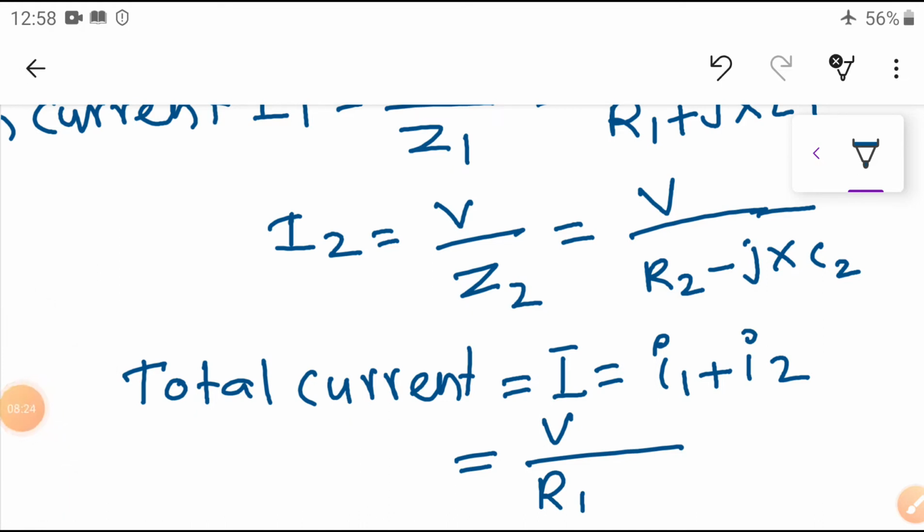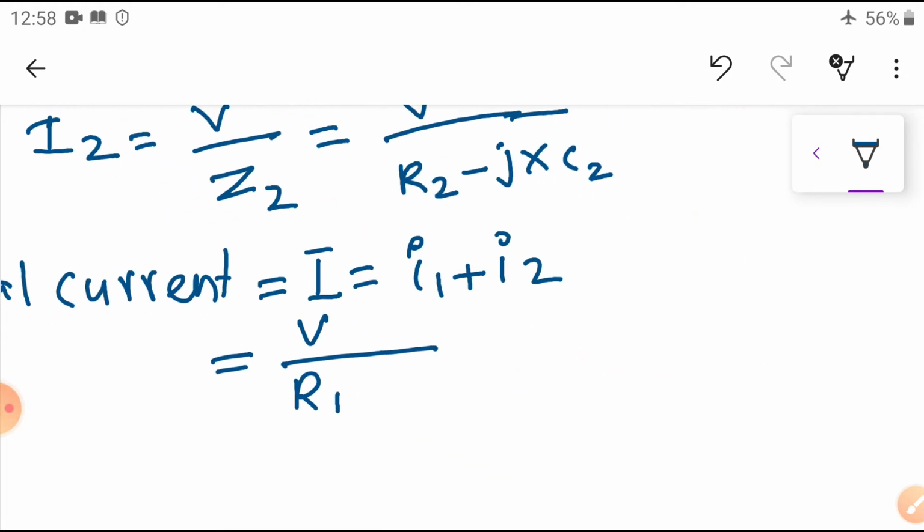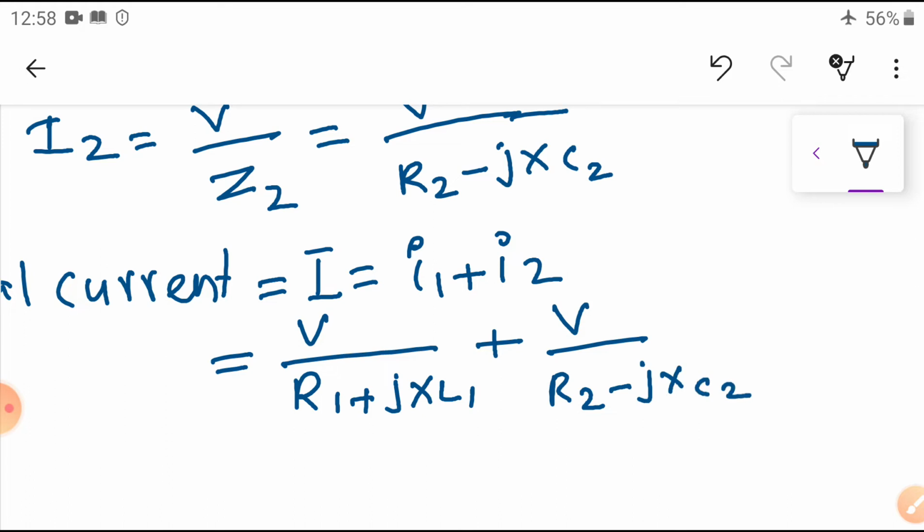So the total current I is equal to I1 plus I2. Then substitute: what is I1? I1 is equal to V by R1 plus jXL1, the inductive circuit L1. Similarly, I2 is V by R2 minus jXC2. Substitute these values, then we are going to get the current I. The solution I can be obtained in this standard format.